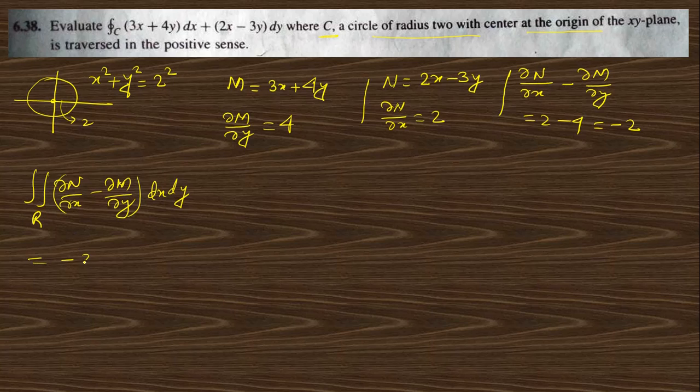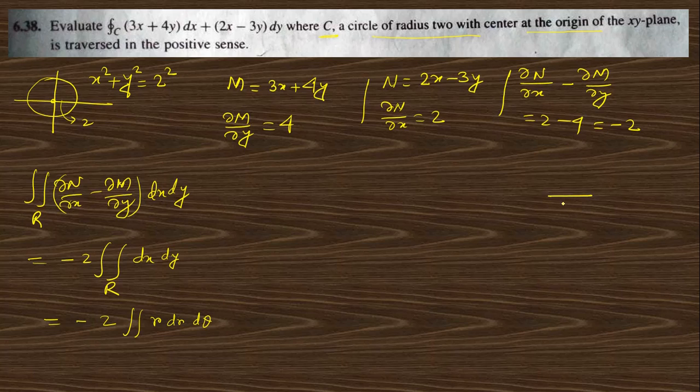So this will give minus 2 dx dy. Here we can see there is a polar symmetry. So if we use the polar coordinate system, this becomes very easy. You know, in the polar coordinate system, dx dy will turn into r d theta times dr. How does this come about?